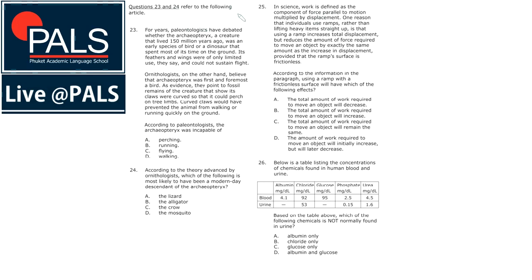Question 23 and 24. For years, paleontologists have debated whether the Archeopteryx, a creature that lived 150 million years ago, was an early species of bird or dinosaur. So bird or dinosaur, Archeopteryx. They say it spent most of its time on the ground. So dinosaur on the ground, bird in the air. Its feathers and wings were of only limited use, they say, and could not sustain flight.